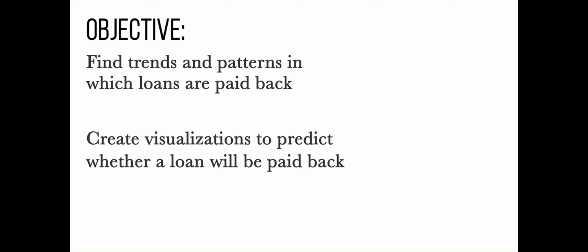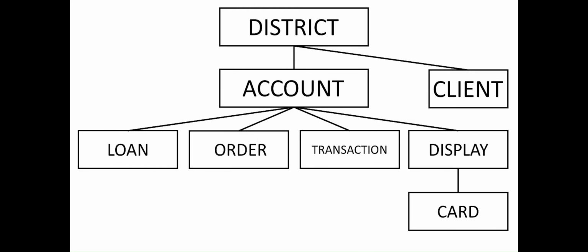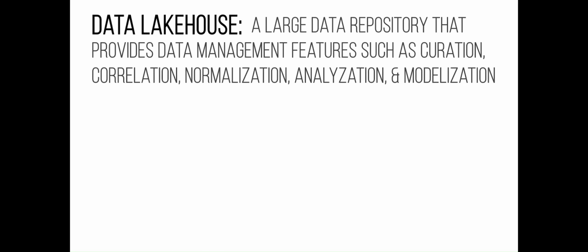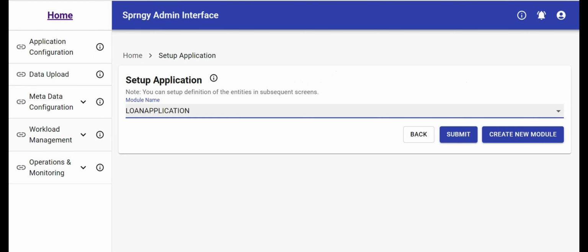We will analyze the loan and client datasets and create visualizations to predict whether a specific loan will be paid back or not. The data is made up of 8 datasets. District is a parent of account and client, account is a parent of loan, order, transaction, and display is a parent of card. The application classifies the data lakehouse, which provides data management features such as curation, correlation, normalization, analyzation, and modelization to help users.